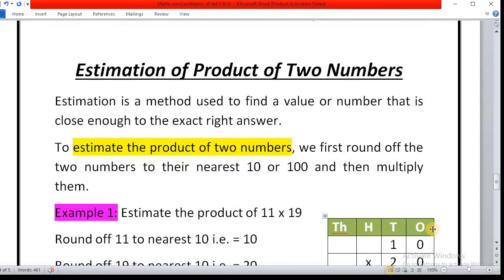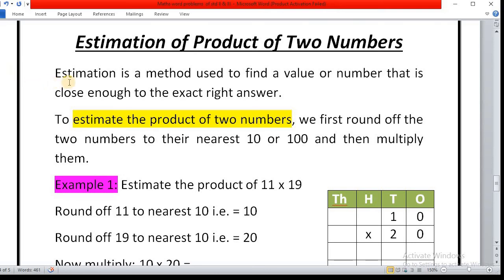Next is estimation of product of two numbers. Estimation is a method used to find a value or number that is close enough to the exact right answer. Children, estimation is a rough or an approximate calculation of a value or a quantity. To estimate the product of two numbers, we first round off the two numbers to the nearest 10 or 100 and then multiply them.